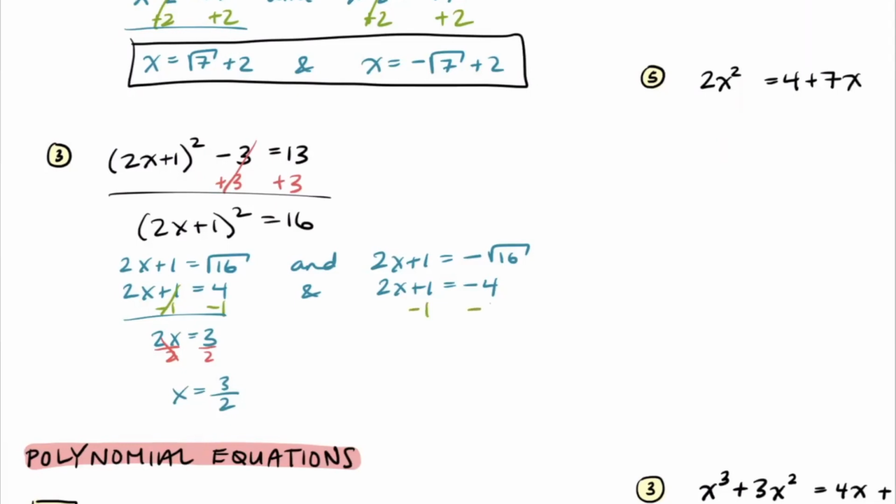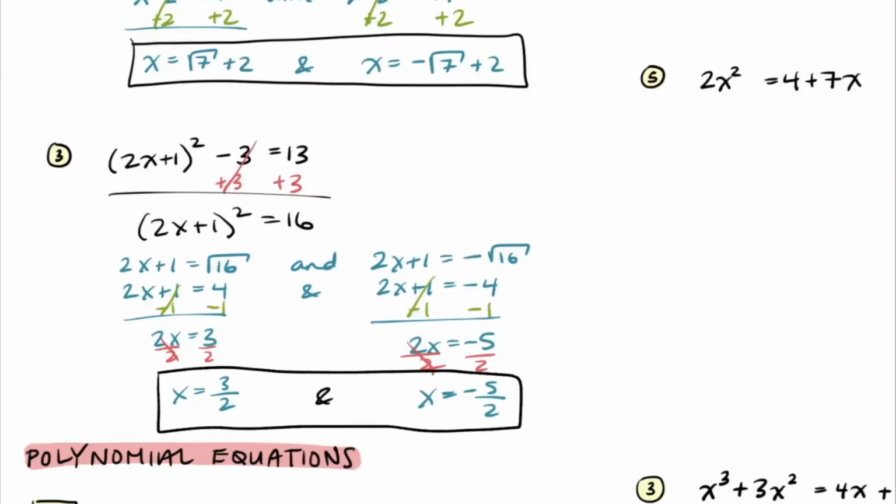Okay, same thing on the other side. We'll do minus 1, 2x equals negative 5. Divide by 2, and that gives us x equals negative 5 over 2. Again, these are both answers, so we'll just put an "and" between them, and those are our solutions.